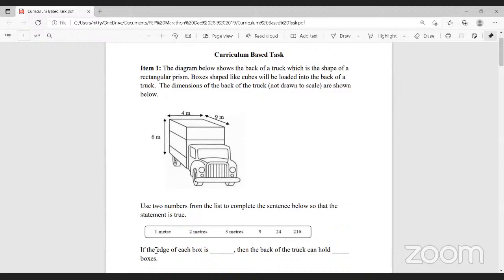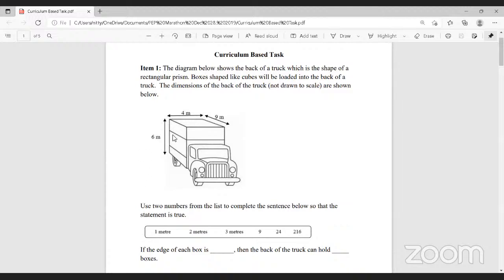The statement says if the edge of each box is blank, then the back of the truck can hold blank boxes. Welcome Woodall, welcome St. Michael's. So go ahead and look.